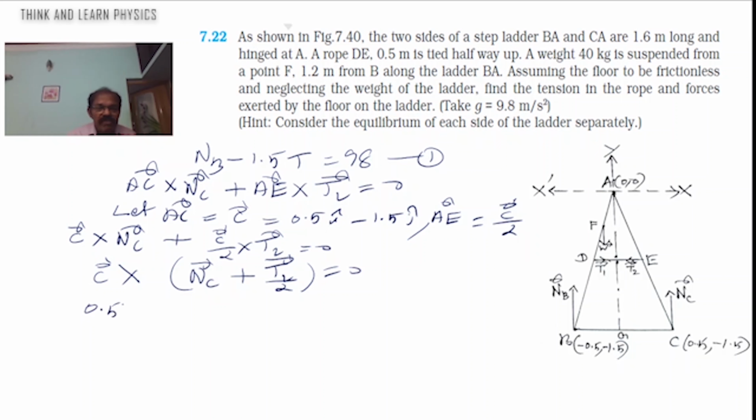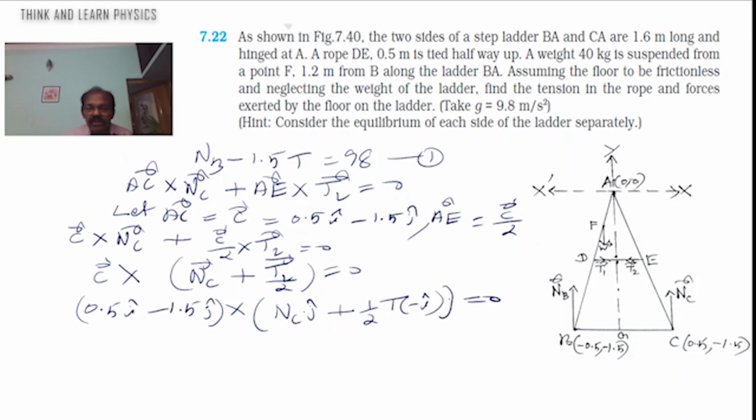That means 0.5 i cap minus 1.5 j cap cross NC vector means NC into j cap plus 1 by 2 into T2 vector means T into minus i cap equals 0. Now we can take the cross products. So 0.5 i cap into NC j cap means 0.5 NC into j cross i means k. So that into k cap.